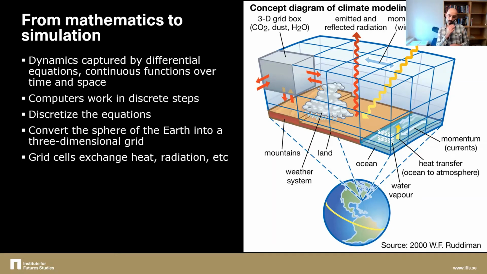And so one important way of doing that is that they take this sphere of the Earth and they convert it into a three-dimensional grid, as you can see in this picture. So you've got stacked layers of the atmosphere, and at the bottom you've got the land and the ocean, and you create little boxes. And why do you do this? Well, because it allows you in the computer program to solve the equations just at points inside each of these cells. And then you simplify massively by having each grid box interact with the boxes around it, and exchange its heat and radiation and moisture and so on.